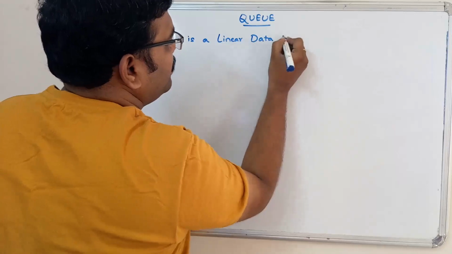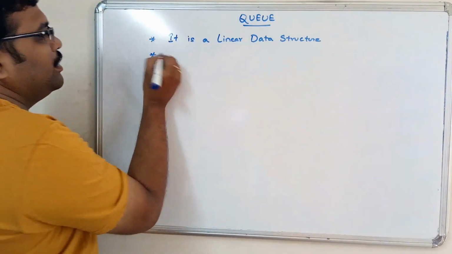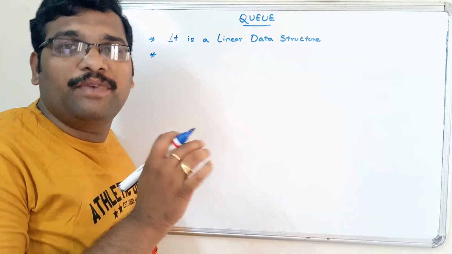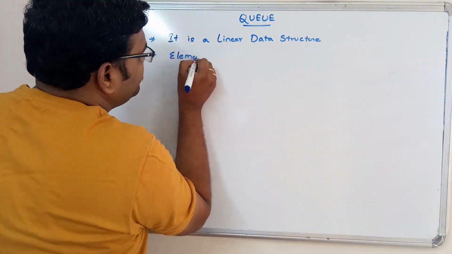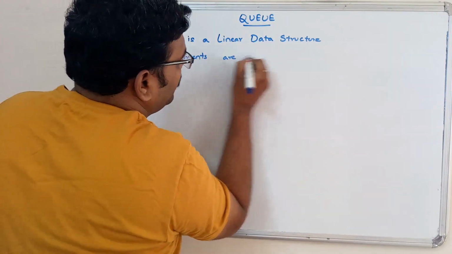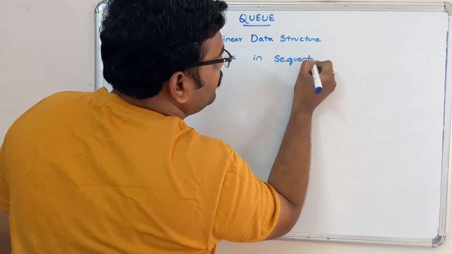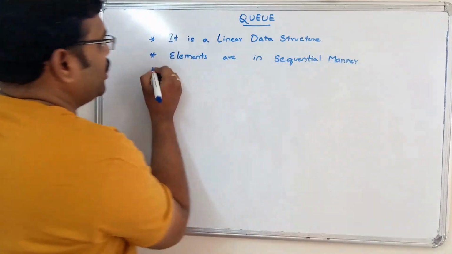The first point: it is a linear data structure, so all the elements will be arranged in a sequential manner. Elements are in sequential manner. This is the second one.